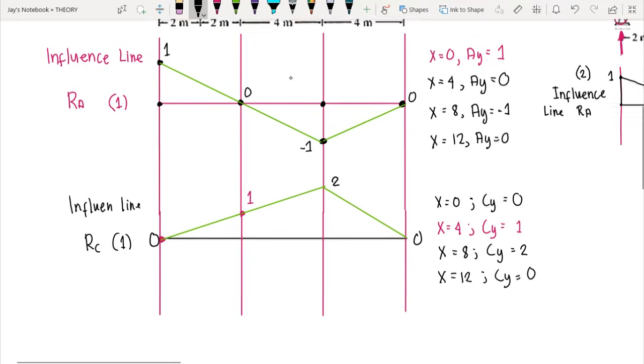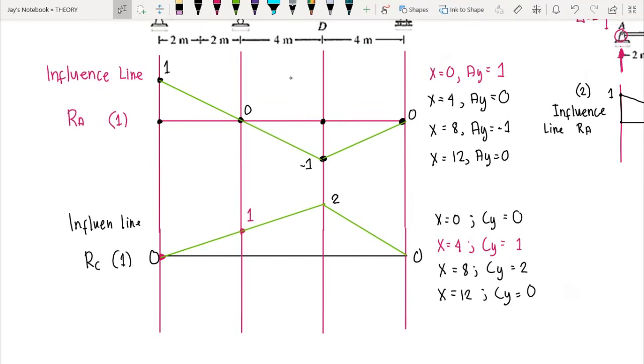And as you can see here, when our live load is at point D, since we have a coordinate here of 2, that means when our live load is at point D, that would give us the highest value of the reaction at C. Okay? So that's how you read the influence line of the beam.